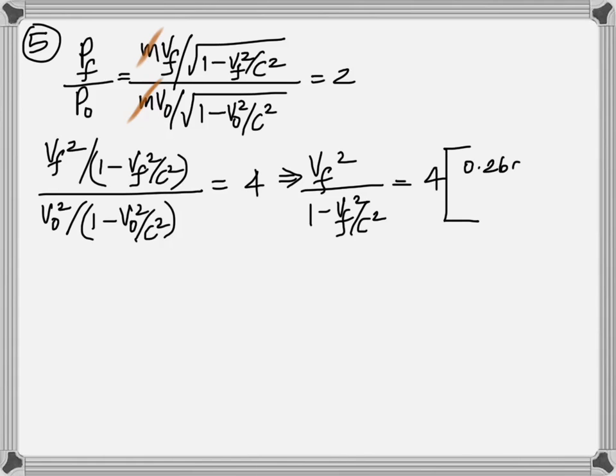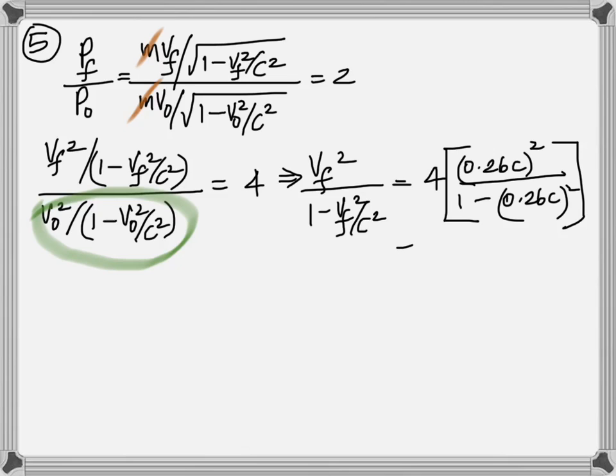And you take this entire thing over to the right side, and we are given the initial velocity, where in the first case the velocity is 0.26 c, so plug that in and solve on the right hand side to get 0.29 c squared.